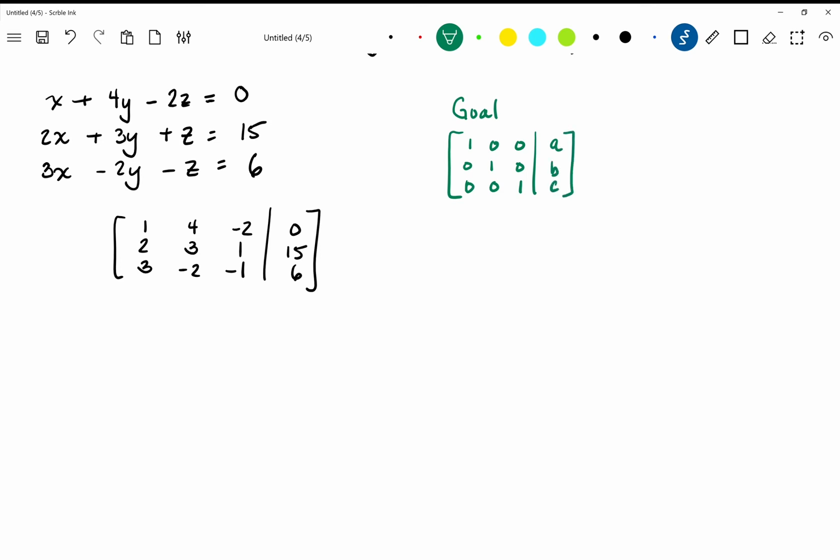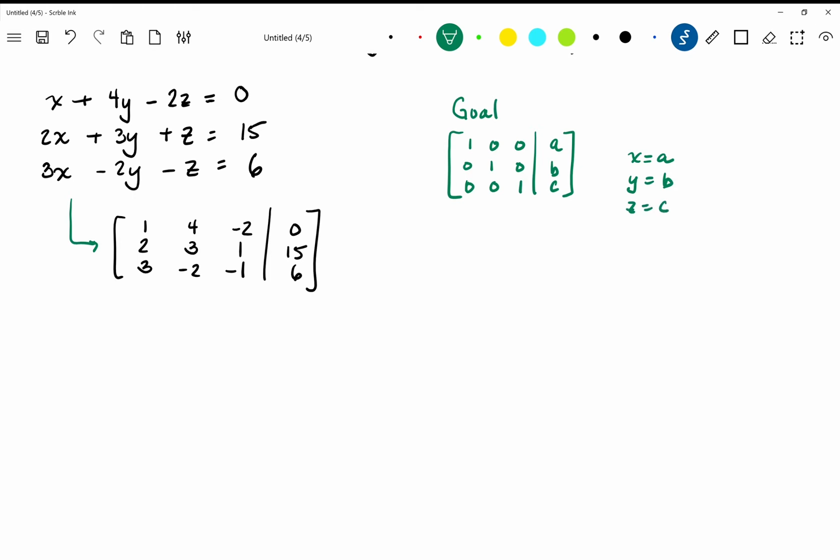Remembering that each system of equations can be written in matrix form, this should be apparent by now. We label the coefficients on the left-hand side, we draw the vertical line, and that represents the equals. And then we put the numbers on the right. So remember that this corresponds to x equals a, y equals b, z equals c.